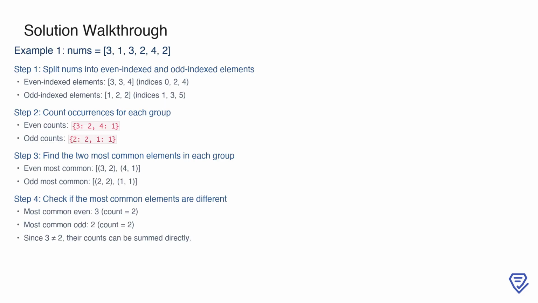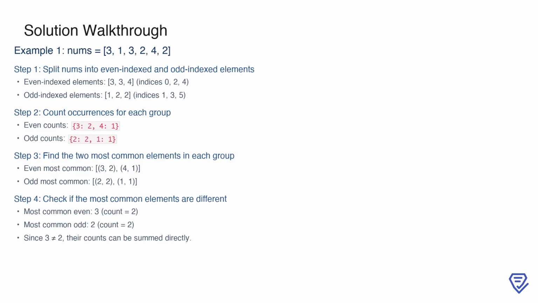To solve this problem, we first need to separate the array into two groups: elements at even indices and elements at odd indices. For the array 3, 1, 3, 2, 4, 2, the even-indexed elements are 3, 3, 4, which correspond to indices 0, 2, and 4, and the odd-indexed elements are 1, 2, 2, corresponding to indices 1, 3, and 5. Next, we count the occurrences of each number within these two groups.